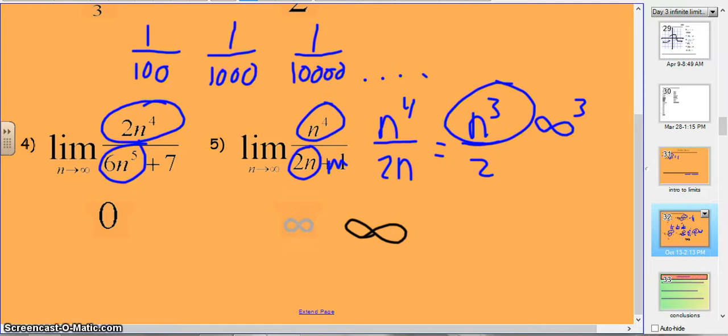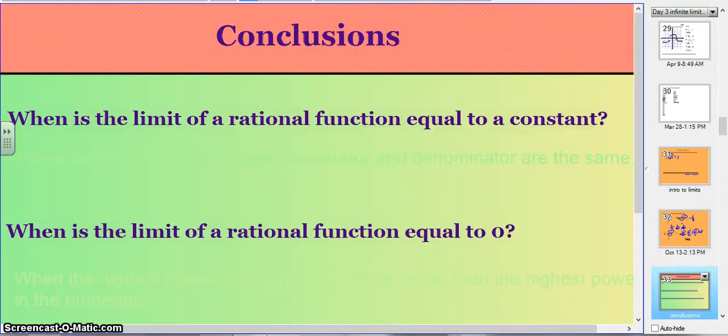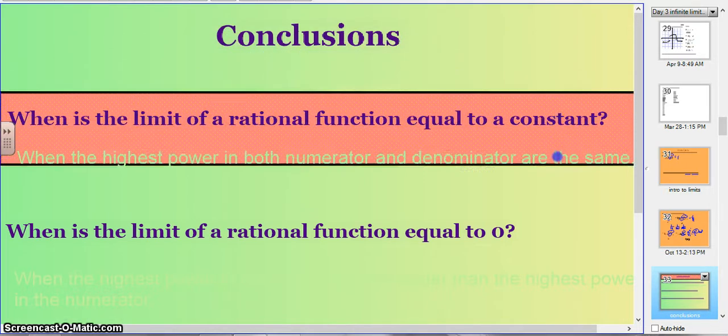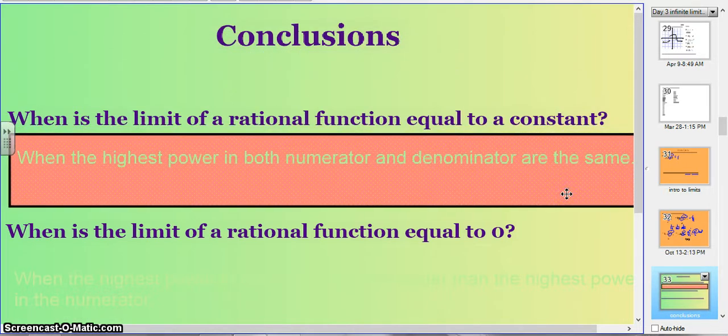So let's make some conclusions. Okay? First conclusion. When is the limit of a rational function equal to a constant? Remember, a constant is a number. When the highest power in both the numerator and denominator are the same. So if the powers on top and bottom are the same, remember, what do you get? It's the coefficients. That's what the limit is.